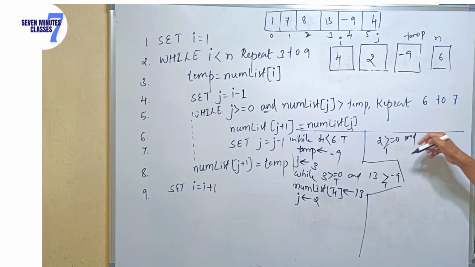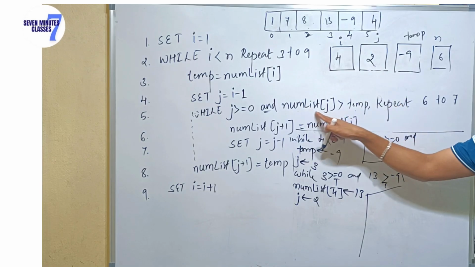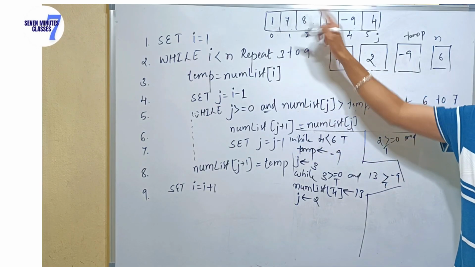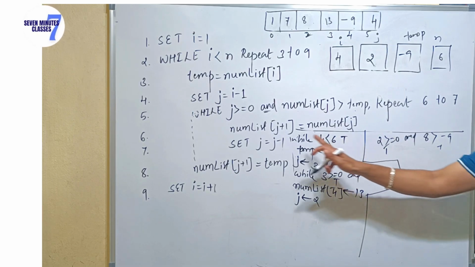And num list of j. What is the value of j? 2. Num list of 2. What is num list of 2? 8. Greater than. What is the value of temp? Minus 9. 8 is greater than minus 9. Yes, it is also true. Both are true. Then we will write this one.